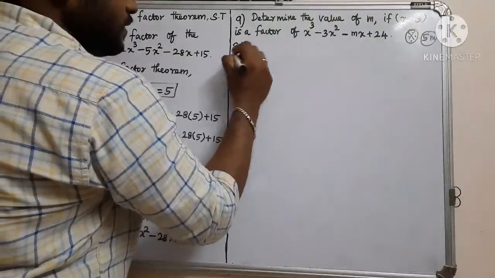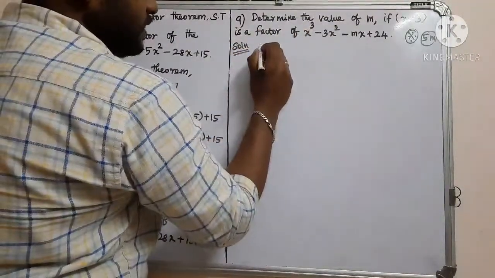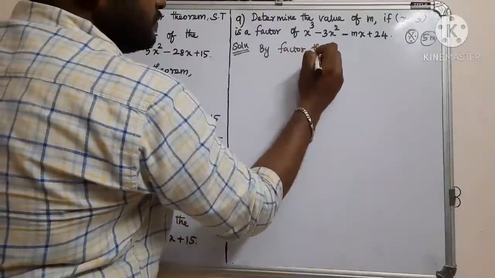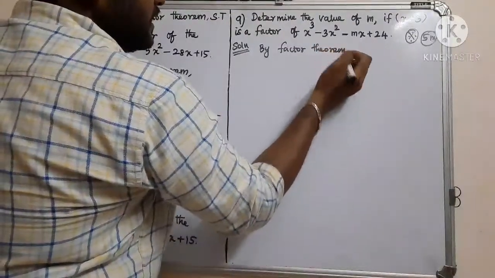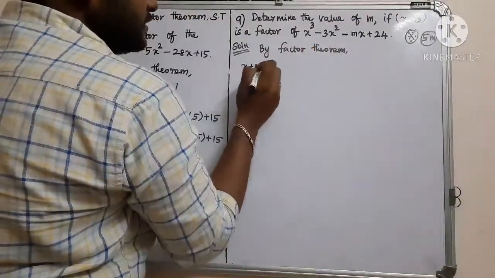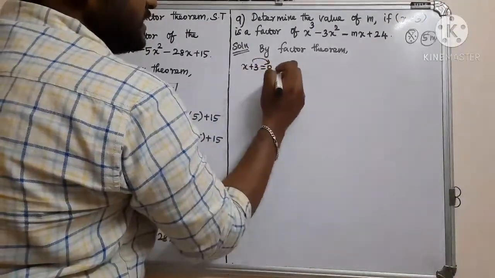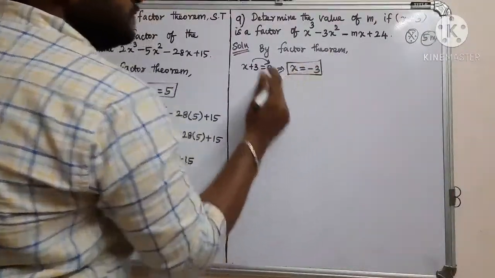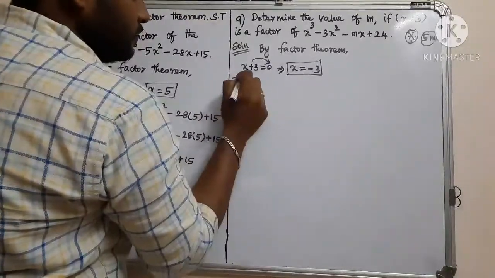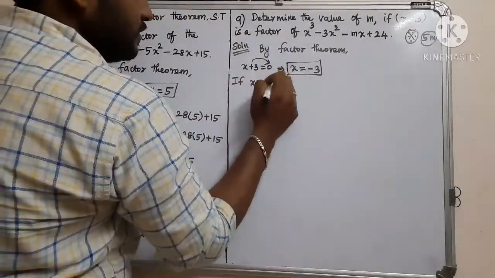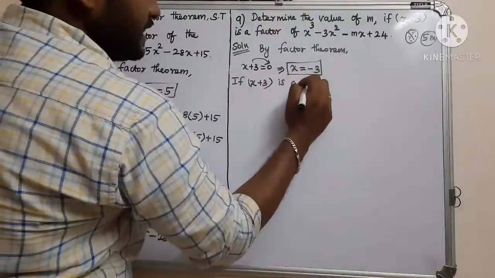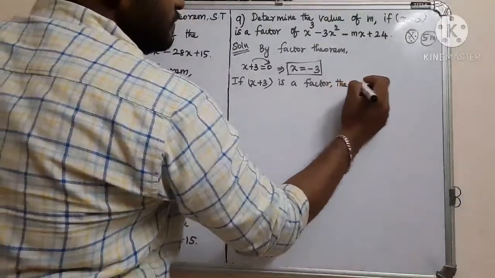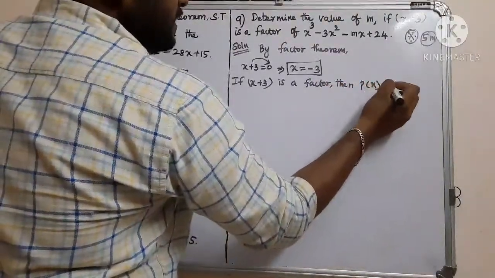Solution. So given, by using factor theorem, the given factor x plus 3 is equal to 0, then plus 3 will change into minus 3, so x is equal to minus 3. So if x plus 3 is a factor, then P of x must be equal to 0.